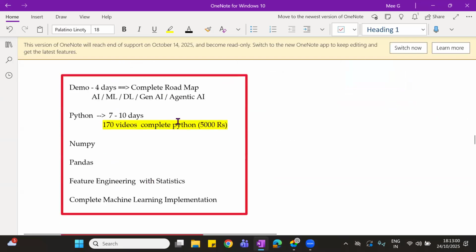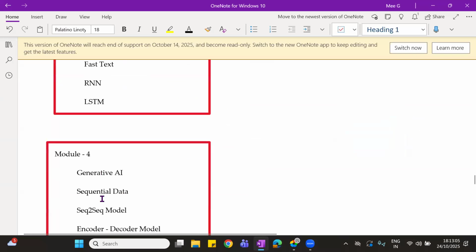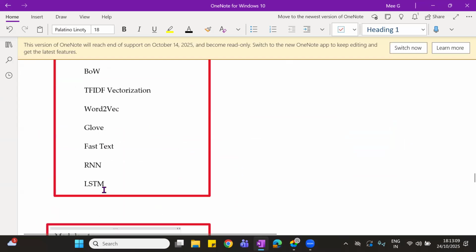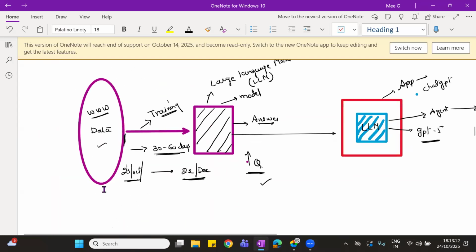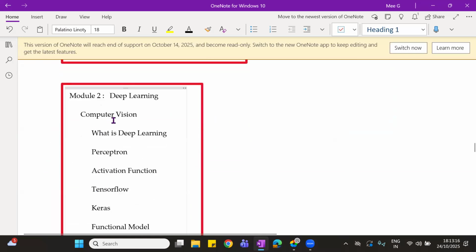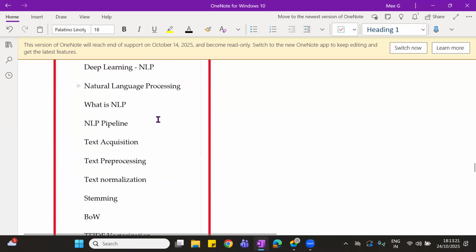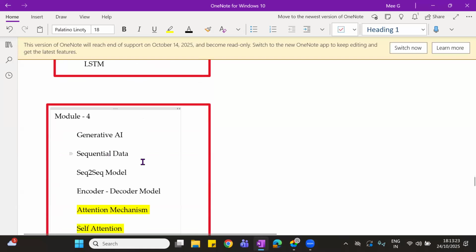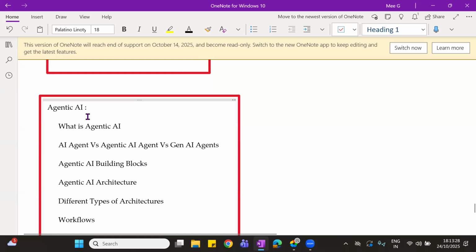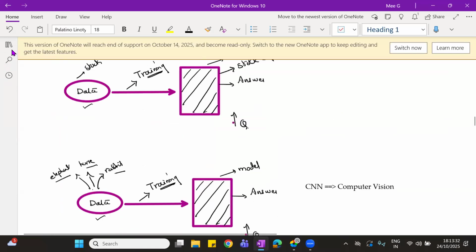Okay. Now, I explained what the course curriculum is and how it will go. So totally, there will be 5 modules. The first module will be about Python, and the next module will be about deep learning with computer vision. The third one will be deep learning with NLP, the fourth one will be generative AI, and the fifth one will be agentic AI.